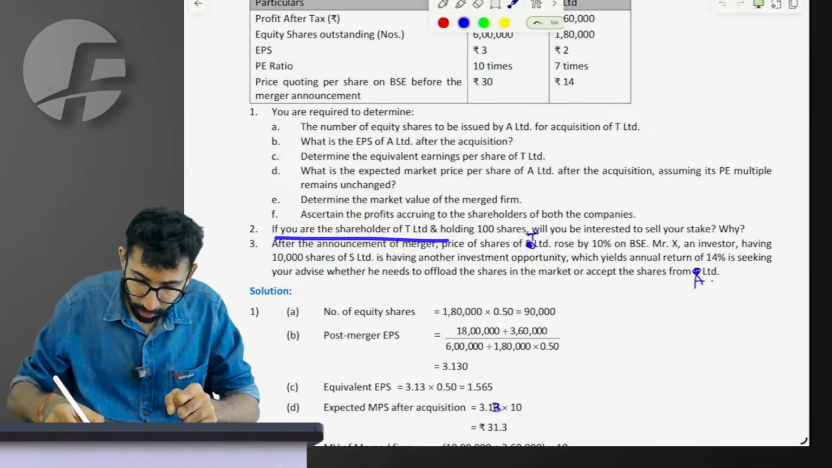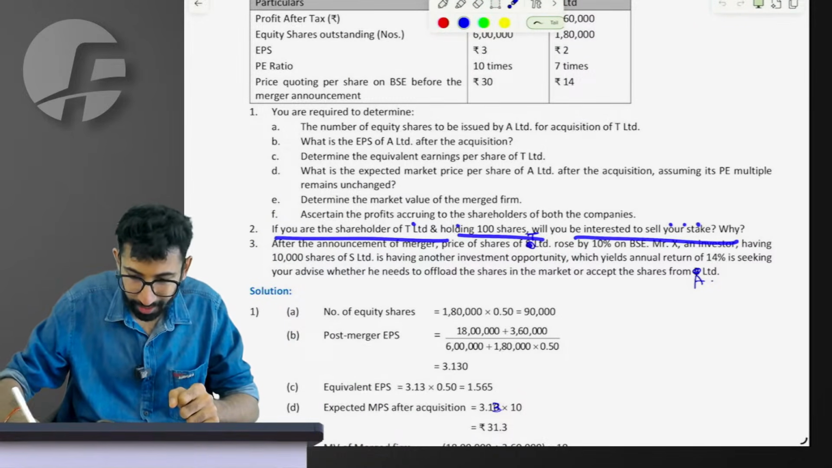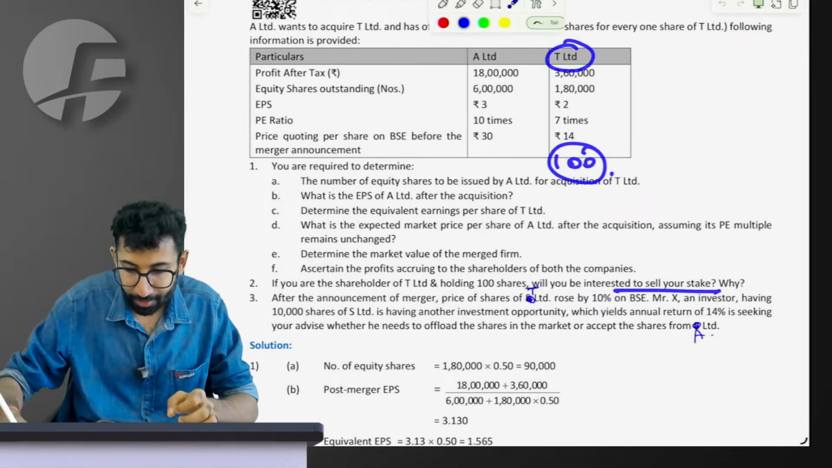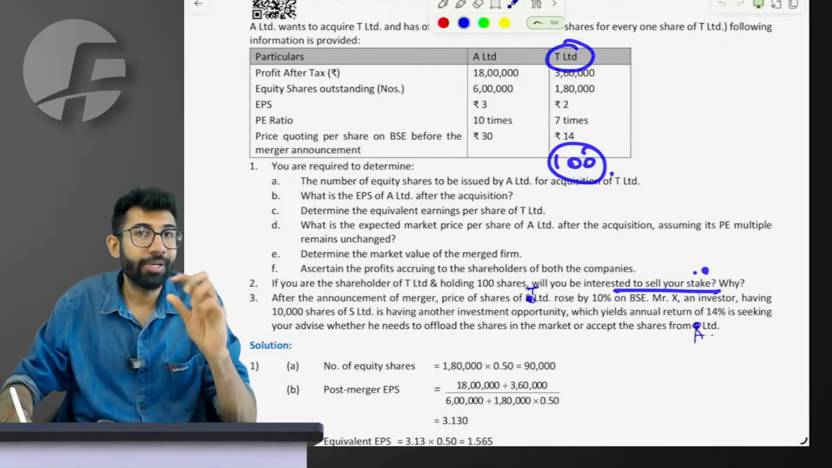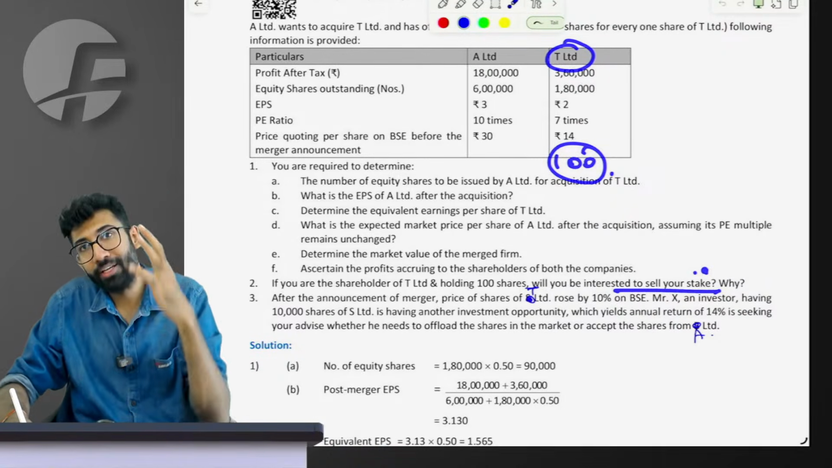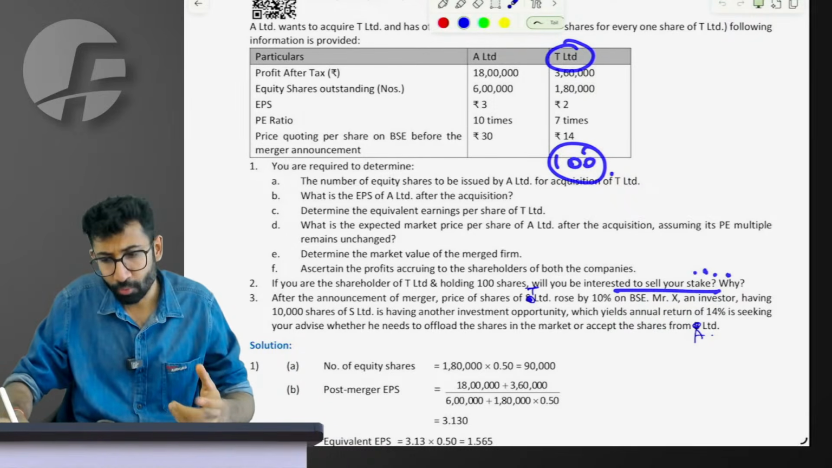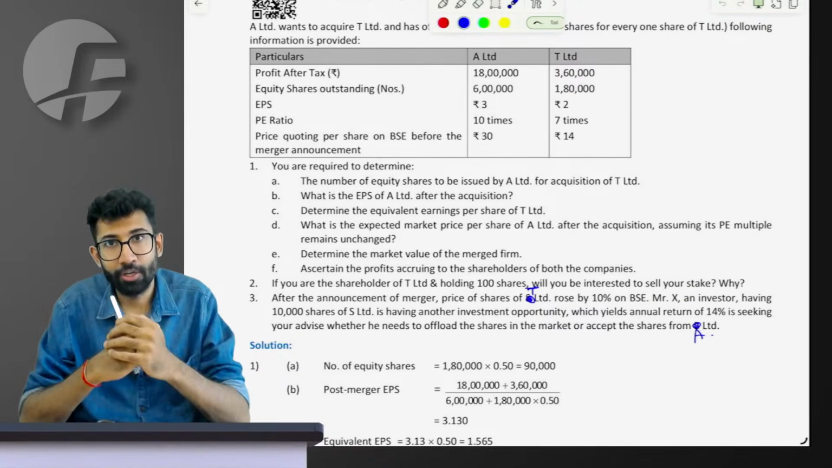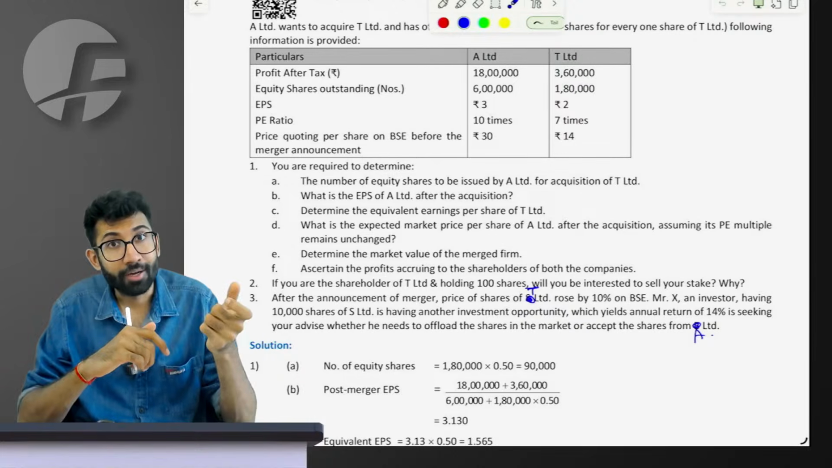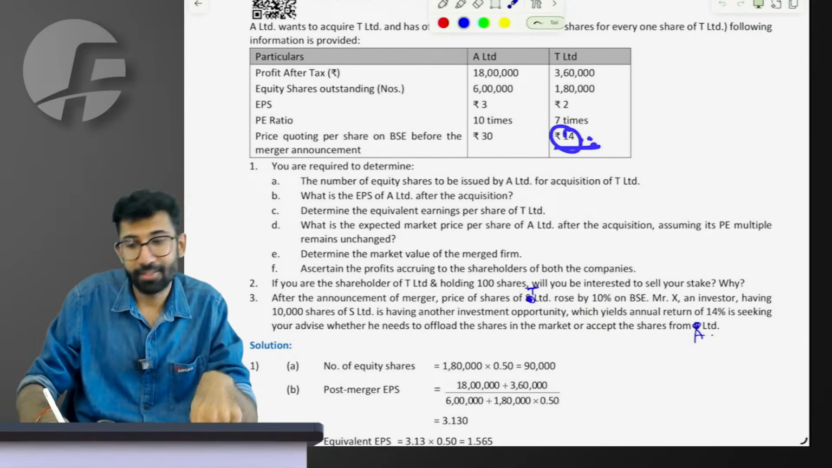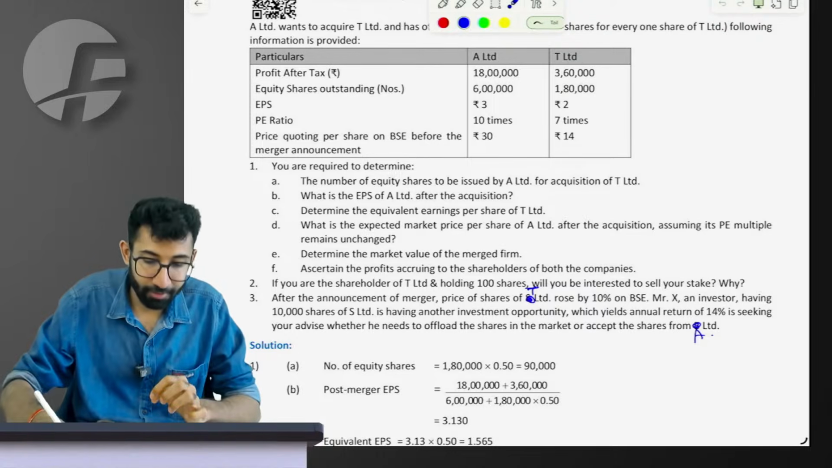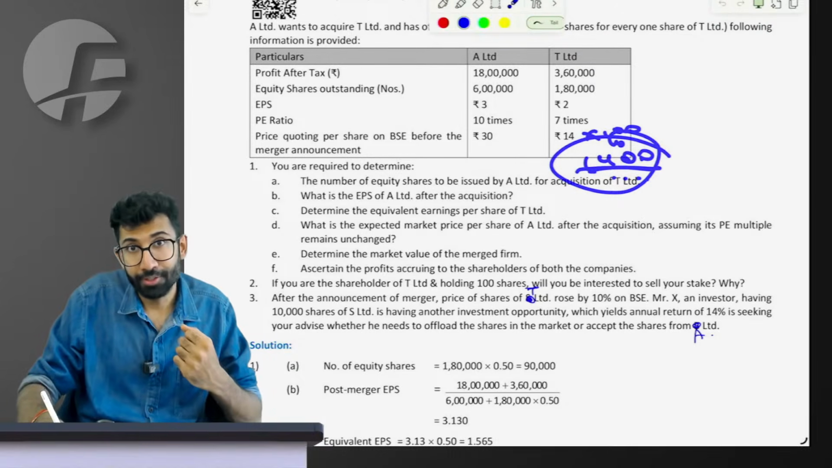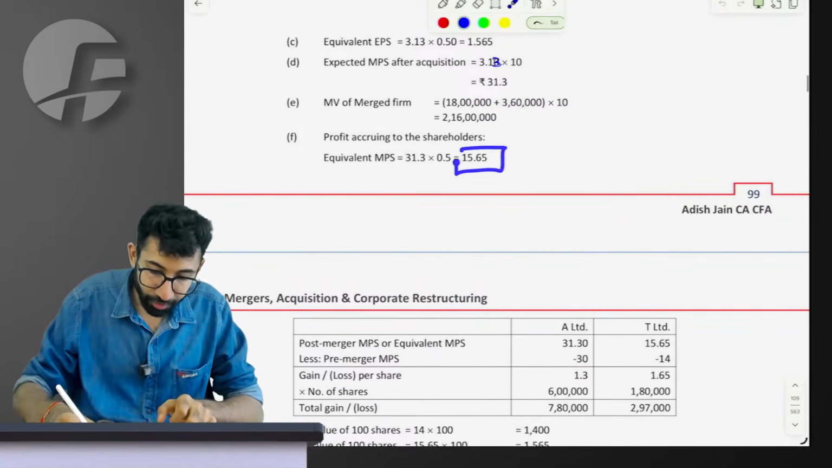Sir, if you are a shareholder of T Limited holding 100 shares, will you be interested to sell your stake? I am a shareholder of T Limited. I hold 100 shares, which means should I sell my stake? As a student, I was never able to interpret what this question is asking. So what they are asking, let me tell you, is that you are going to be acquired, so will you sell your shares on the market at a price of 14, or will you do something else? Common sense is, if we sell our shares in the market, the value I get is 14 into 100 as 1400. However, if we decide to get acquired, what is the per share equivalent value we will receive?